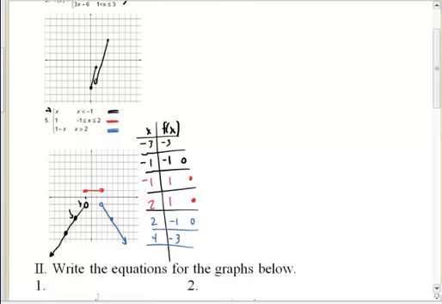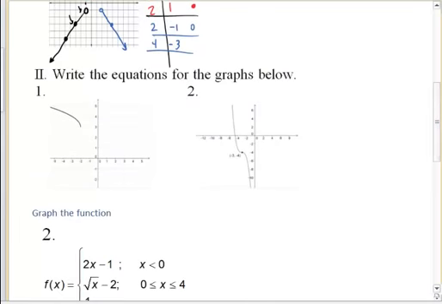And then when I was on the next graph, I just graphed that in red so you can follow that, and I graphed the third one in blue so you could follow that. And the key here is to put in points that are appropriate for the domain. So hopefully that helps.